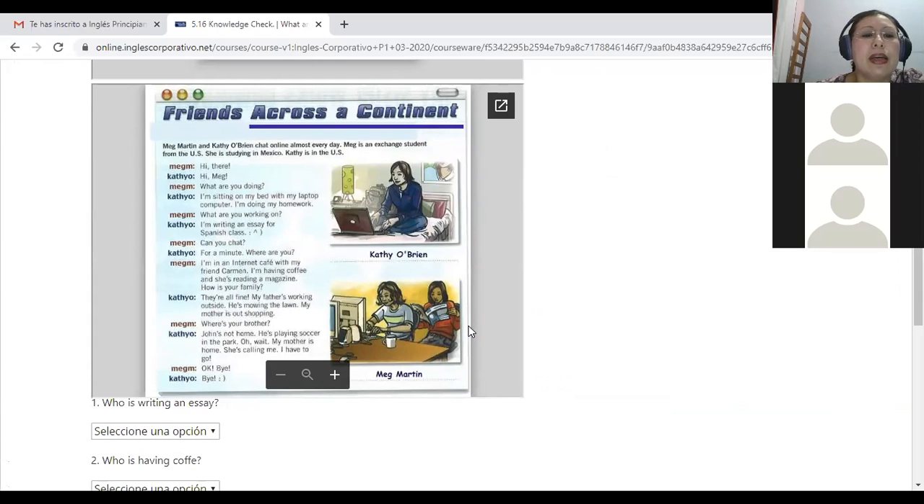Meg says, hi there. Hi Meg, what are you doing? I am sitting on my bed with my laptop computer. I am doing my homework. What are you working on? I am writing an essay for a Spanish class. Can you chat for a minute? Where are you? I'm in an internet cafe with my friend Carmen. I am having coffee and she's reading a magazine. How is your family? They are all fine.